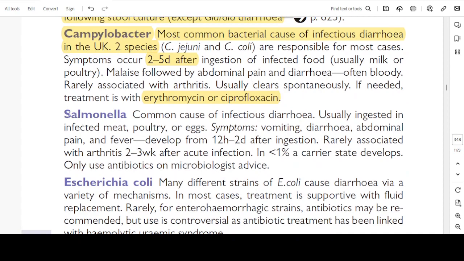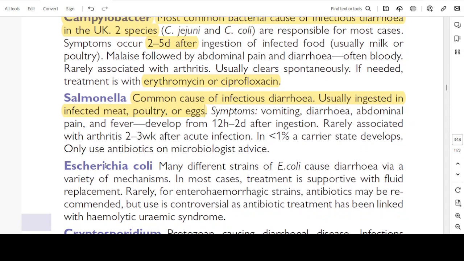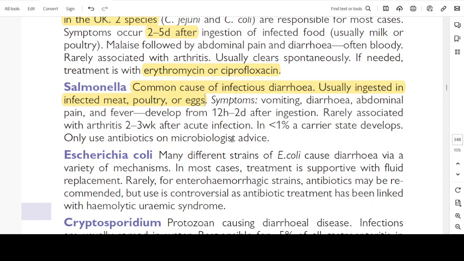Salmonella, a cause of infectious diarrhea, is usually ingested in infected meat, poultry or eggs. Again, Campylobacter and Salmonella both come from infected poultry or eggs. Symptoms are vomiting, diarrhea, abdominal pain and fever, developing from 12 hours to 2 days, like 12 to 48 hours after ingestion. Rarely associated with arthritis 2 to 3 weeks after an acute infection. In less than 1%, a carrier state develops. Usually only use antibiotics on microbiologist advice, that is after a culture.